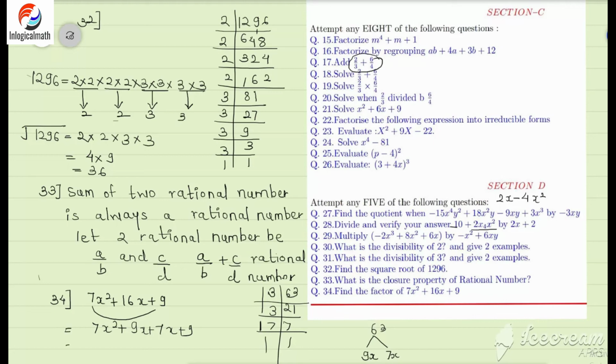Now taking 7x outside the bracket, x plus 1 remains, plus taking 9 outside, x plus 1 remains. So taking x plus 1 outside the bracket, inside we have 7x plus 9. So the factors of 7x square plus 16x plus 9 are x plus 1 and 7x plus 9.